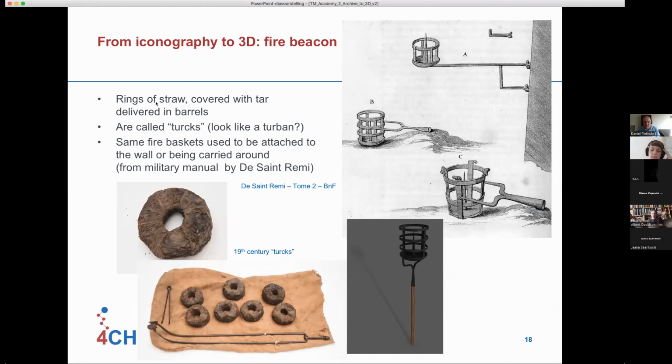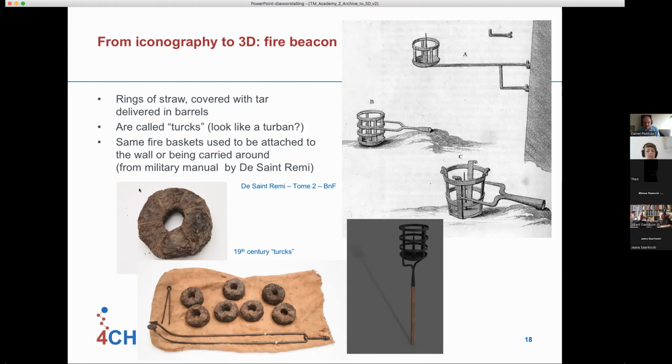How did they make the fire? Well, they had something special, which was this. And it's still preserved. It's even in a museum in the Netherlands. These are rings of straw, and they were covered with tar. And these rings were delivered in barrels. I don't know how much a barrel contained, but let's say 50 of these rings.